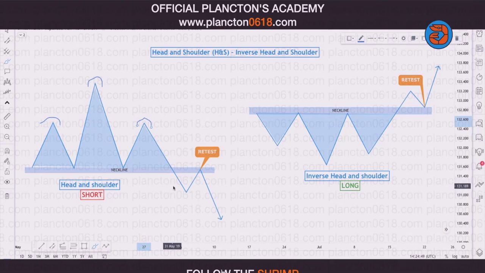It is usually a reversal pattern and indicates that the price can no longer create a higher high, or a lower low in the inverse one. To trade this pattern, we wait for the break and retest of the neckline of the structure.